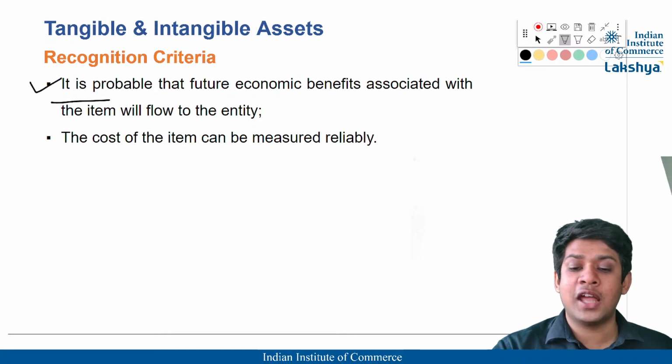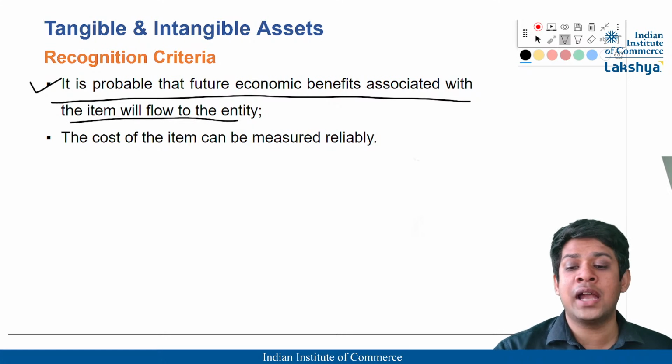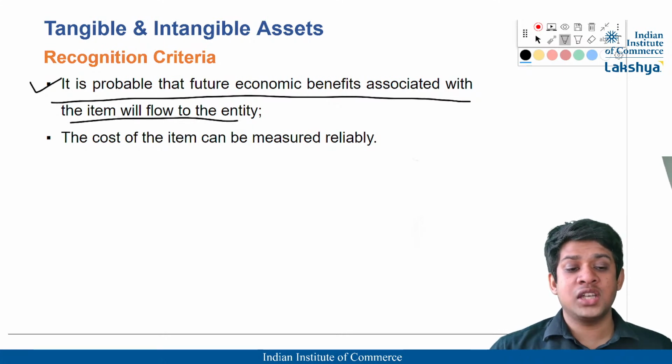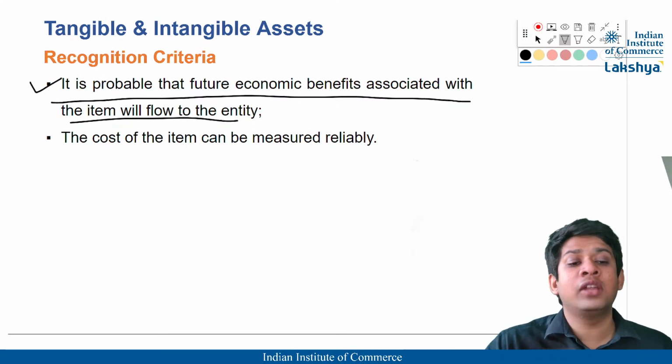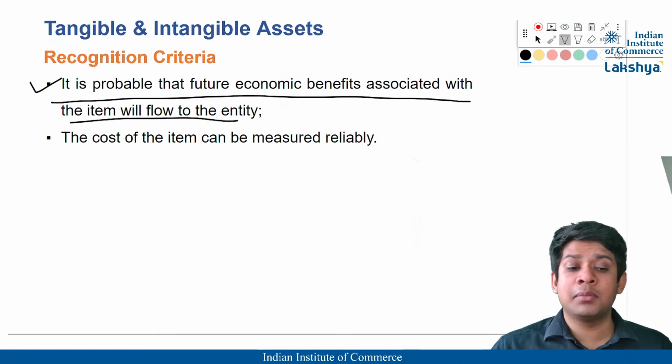So it is probable that future economic benefits associated with the item will flow to the entity. If I've purchased a machinery, it is an expenditure that I've incurred for the purchase of that machinery. This expenditure, guys, is not a normal ongoing expenditure. This is a one-time expenditure. And it is going to be recoverable at a future date, because obviously I'm going to make use of that machinery and generate future economic benefits for the company, right? So these expenses are recoverable at a future date, and that is the reason why firstly they are capitalized, right?